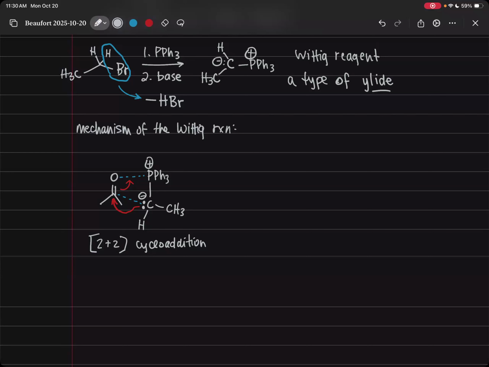Okay, so what does that product look like? Well, we've made a four-membered ring with oxygen, phosphorus, carbon, and carbon. Our phosphorus is a triphenylphosphine. This carbon has a methyl group and a hydrogen. And this carbon has two methyl groups.